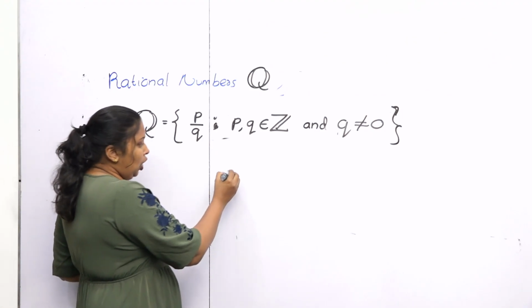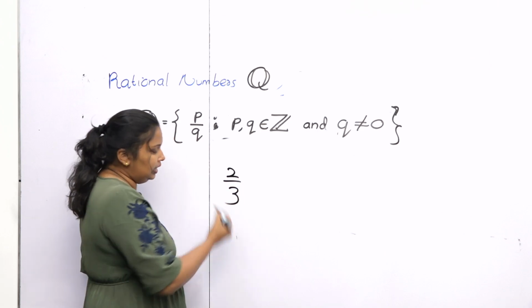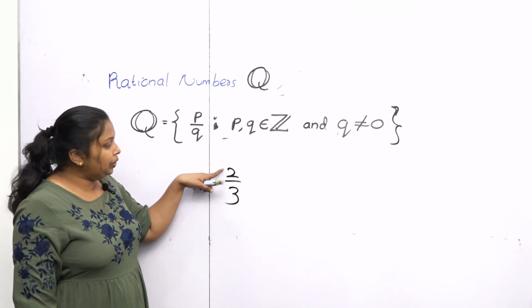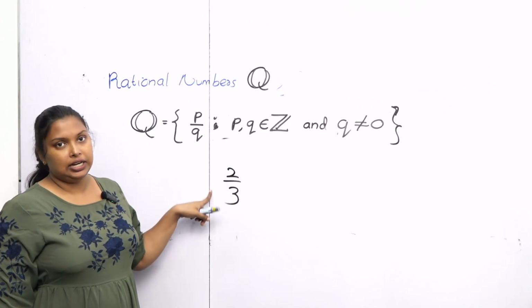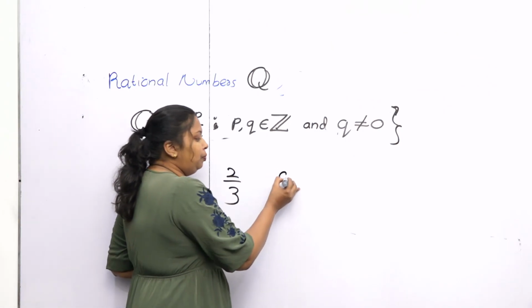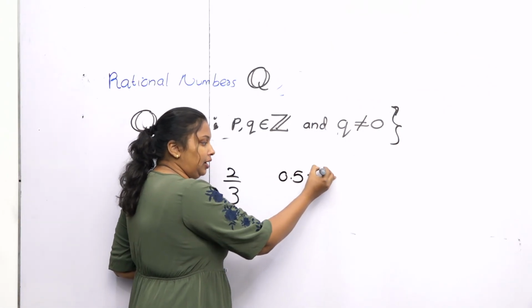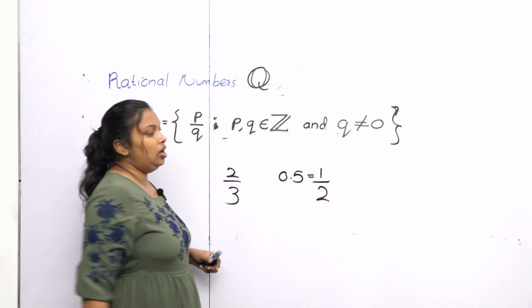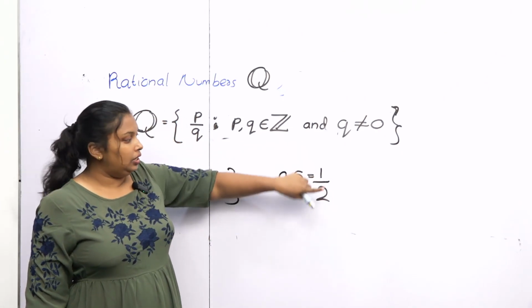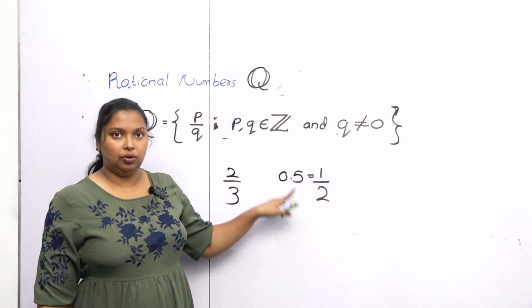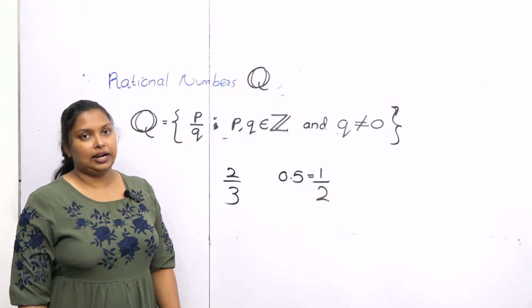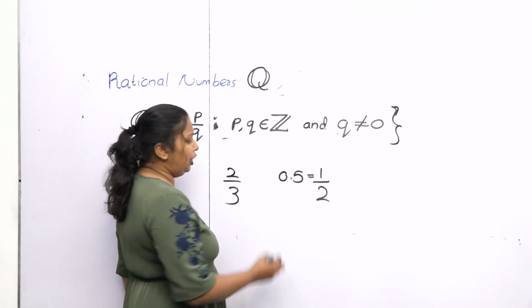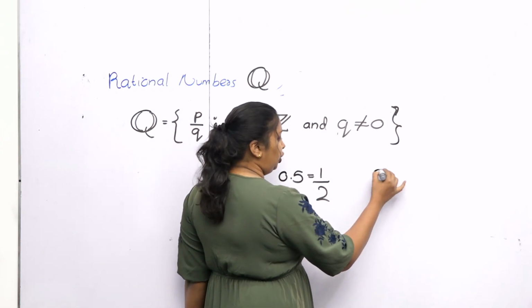For example, 2 over 3 is a rational number. 2 is an integer, 3 is an integer, therefore 2 over 3 is a rational number. 0.5 is a rational number, we can write this as half. 1 is an integer, 2 is an integer, therefore 1 over 2 is a rational number, 0.5 means a rational number. Clear? So what do you think about 2?